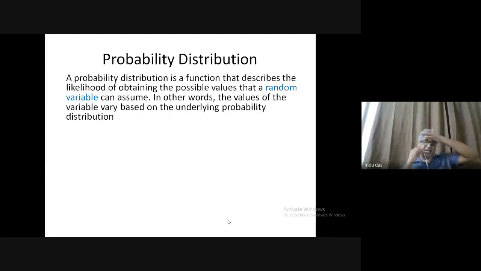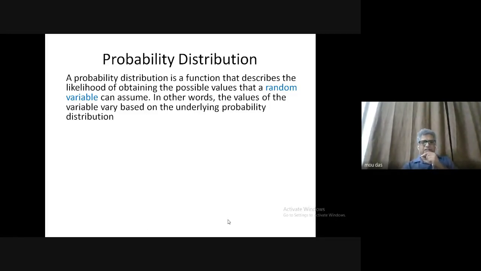It is a function that describes the likelihood of obtaining all possible values that a random variable can assume. Now, what is a random variable? A random variable is a variable that is not dependent on others and, being independent, it can assume any data value. In other words, the values of variability vary based on the underlying probability distribution. All variables follow some form of probability distribution, or they can also follow a random probability distribution which does not follow any particular predefined one.